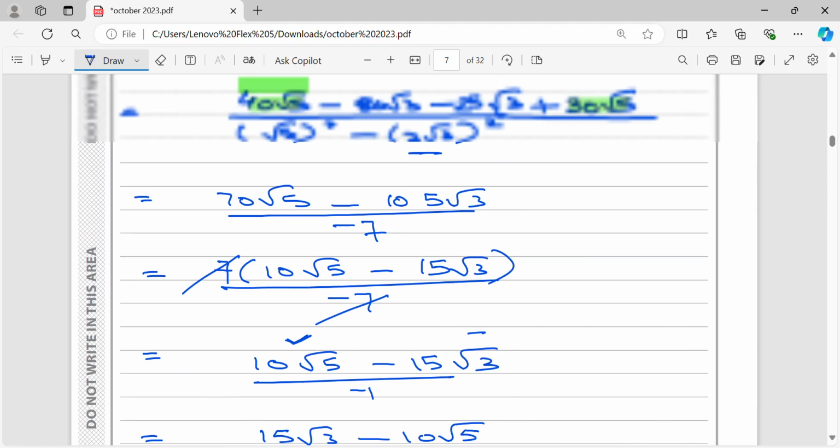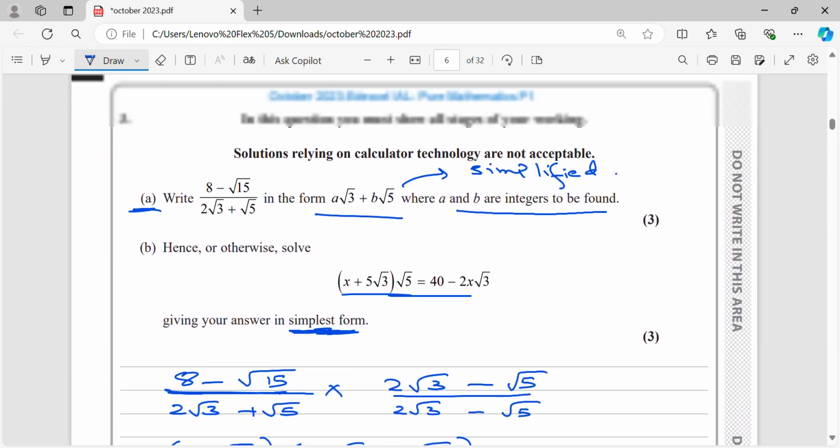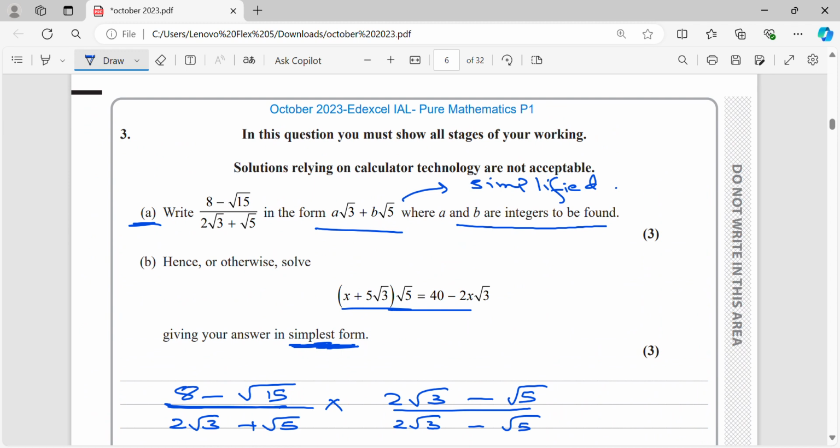Right. So this was question number 3 from the paper October 2023.